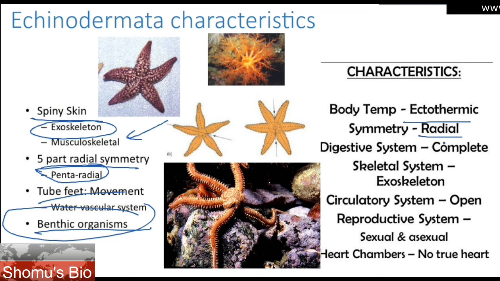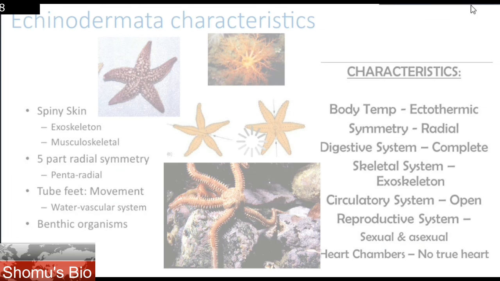Symmetry radial. As I said, pentaradial as an adult organism, but in their early growing or larva form, they were bilateral. Digestive system complete, skeletal system exoskeleton, circulatory system still open, reproductive system sexual and asexual, heart chambers: no true heart is observed for this organism. Okay, now move to the next one.